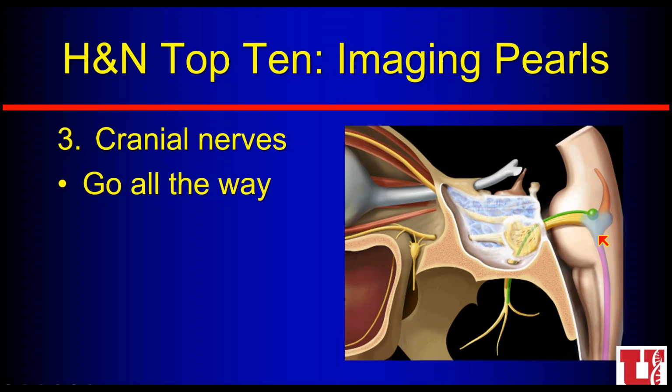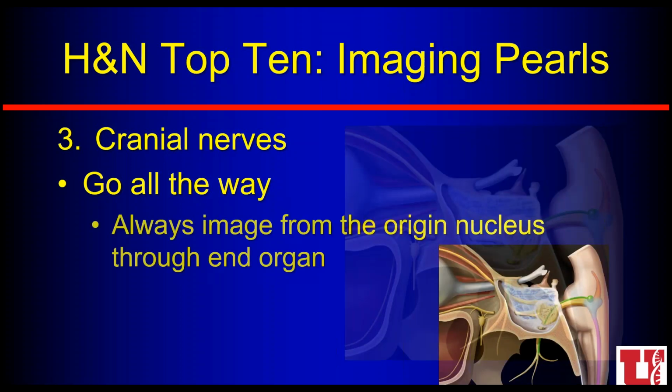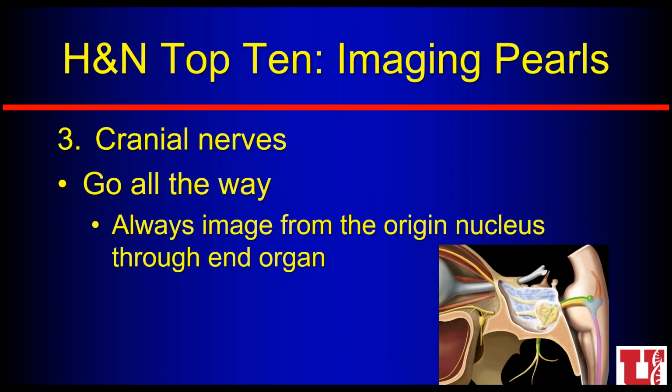So in this case, we think about the fifth nerve. We'll talk about that more later. But all the central cranial nuclei that make up the fifth nerve, and imaging all the way out through the end organ if we think about a pathology along the cranial nerve. So it's important here to remember thinking about imaging from the origin nucleus all the way out through the end organ for each cranial nerve, anytime there's an isolated cranial nerve deficit.